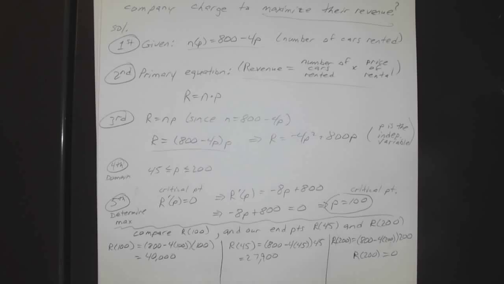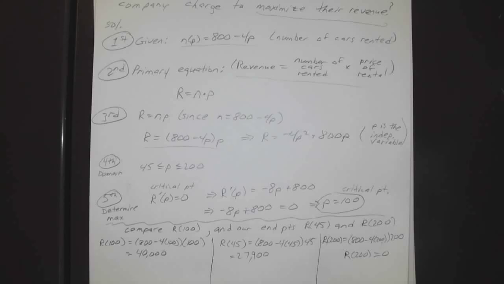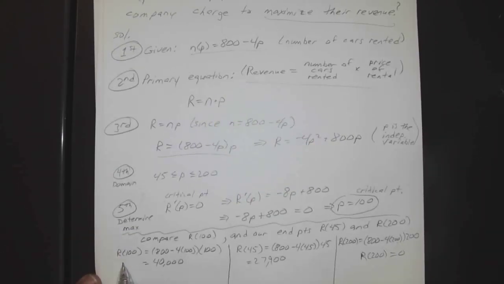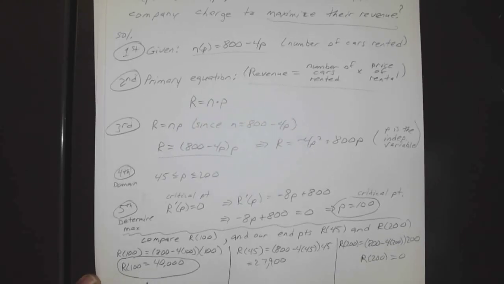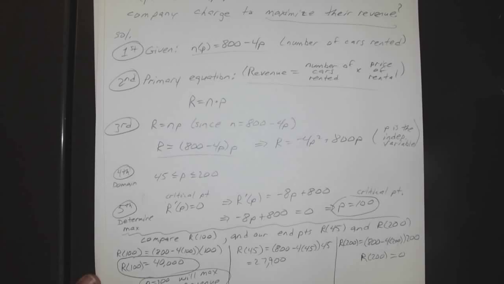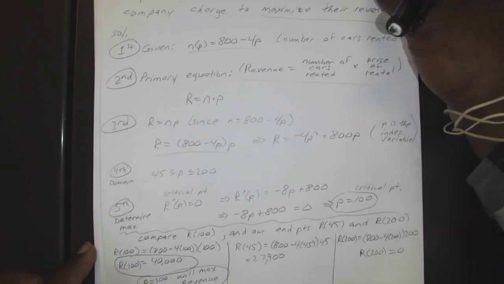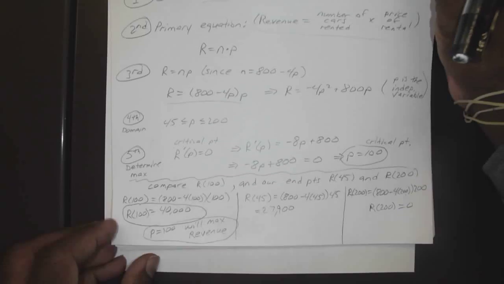So you have to find that happy medium between charging just enough to make your maximum profit, so it's not too much to where you lose money and people run away, and not too little to where you don't make enough money. So R of 100 is where you make your maximum profit. So when you charge 100, we'll maximize revenue, not profit, revenue. Profit and revenue are two different things.